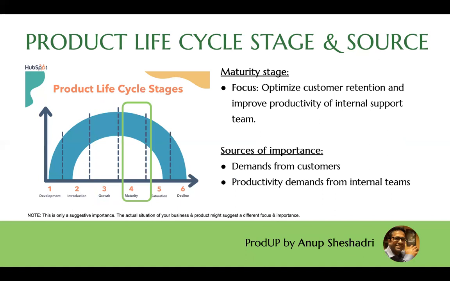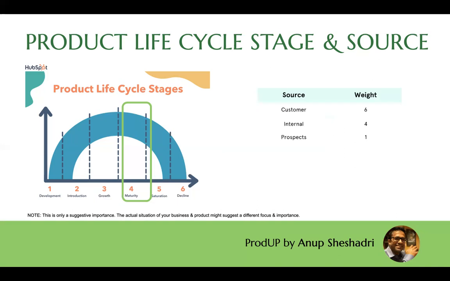As you move forward in the product lifecycle, your focus will change to defending your market share, meaning optimizing customer retention. Also, during the growth stage, you probably acquired many new customers without considering to improve productivity of your internal teams to support customers. Now, maybe it is time you should consider improving productivity of your customer support team. So in this stage, the customers and the internal teams become a priority with some importance to prospects. I would like you to think more about these weights, and please feel free to share your thoughts in the comment below.